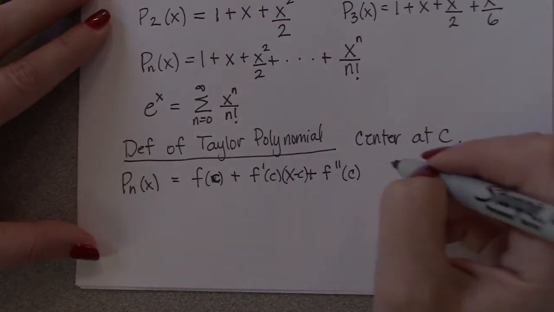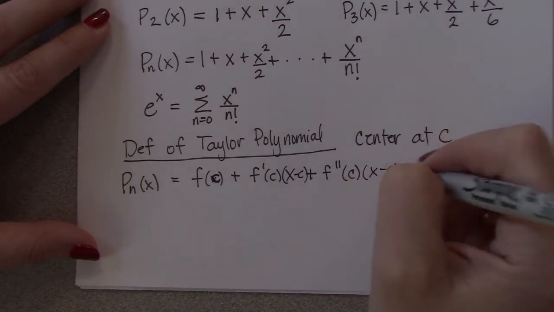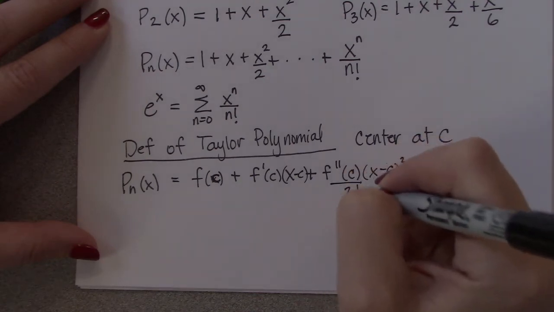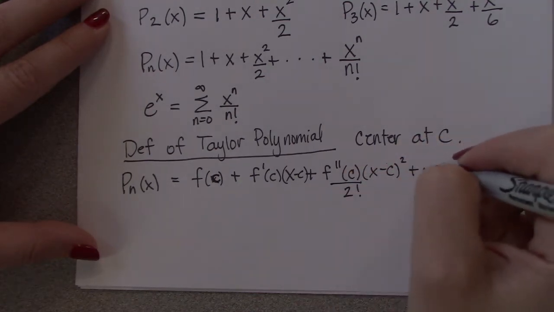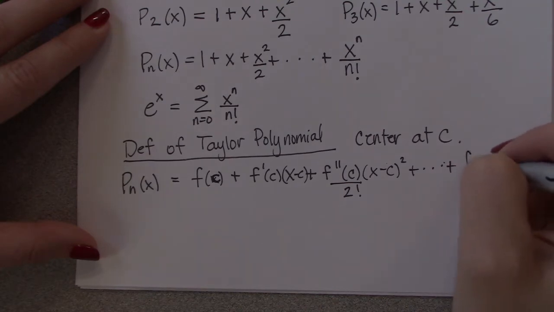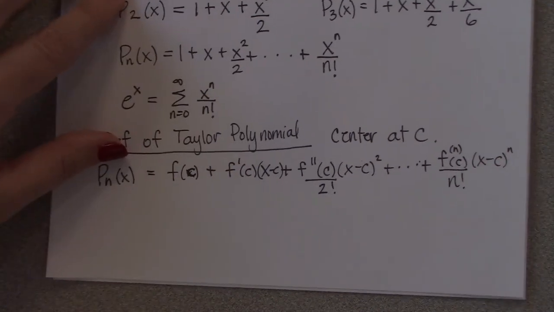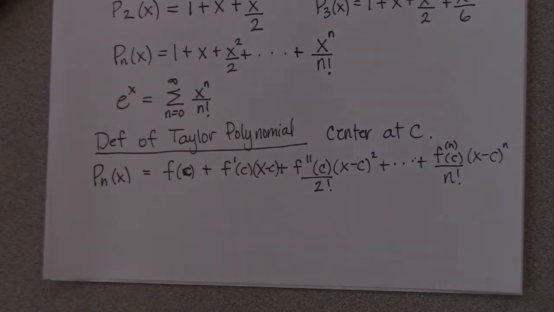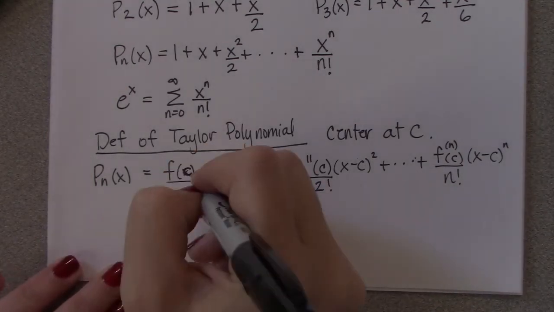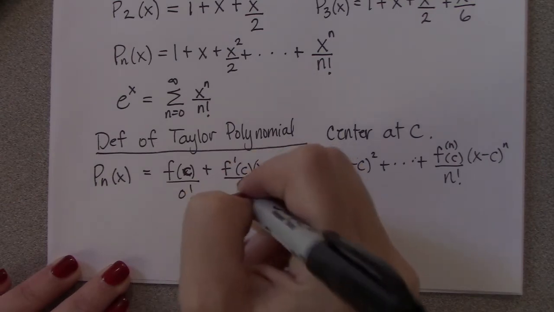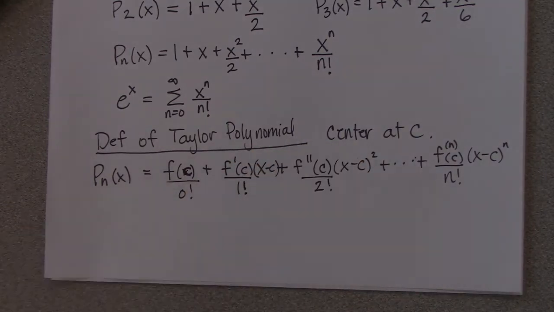That should be x minus c squared over 2 factorial. And when we get to the nth term, it's the nth derivative evaluated at c times x minus c raised to the n over n factorial. So technically, the 0 factorial and 1 factorial is there. So if you just want to be thorough in your formula, so you can see it, you can write it as well.